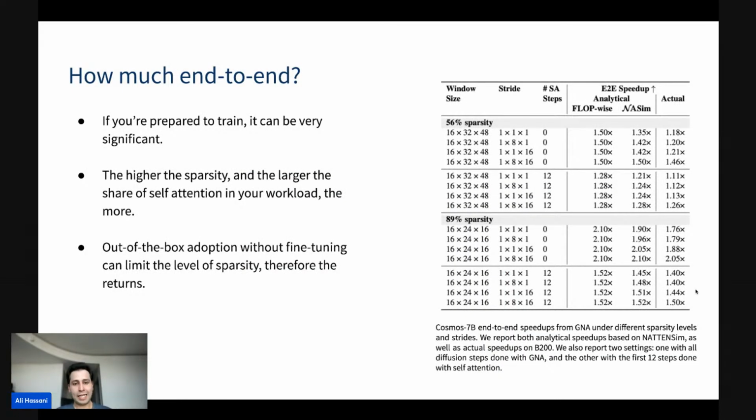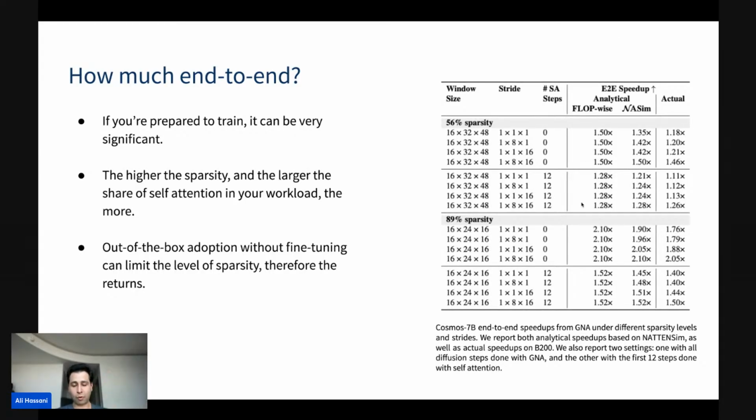Well, like any other sparse attention approach, or most, if you're prepared to train it, you can introduce more sparsity naturally, right? So the larger the share of self-attention in your workload and the higher the sparsity you can introduce, the more your returns are. But if you can't train, then the amount of sparsity that you can introduce is going to be limited, whether in the percentage of sparsity, or in how many layers you introduce it into, or attention heads, or in the case of diffusion models, diffusion steps.